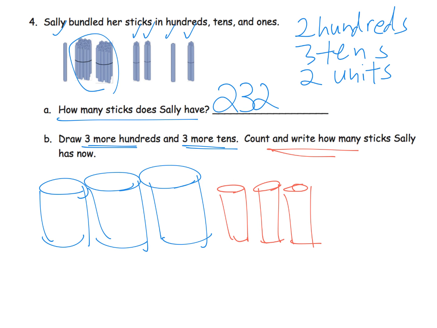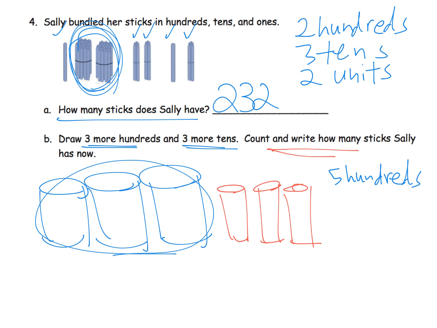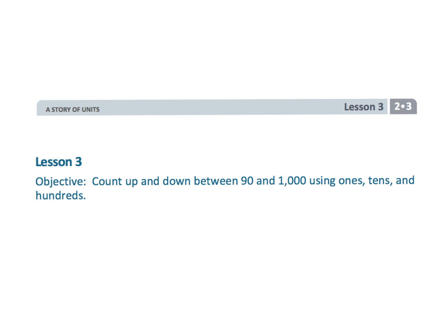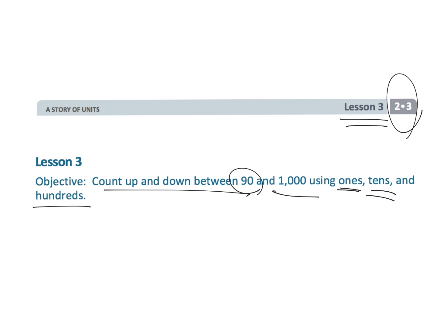Well, let's start with, she's got 2 up here, plus 3 down here, so she has 500s. And then how many tens? Well, she's got the 3 up here, plus she's got 3 more down here, so that's 6 tens. And she still has the 2 ones, or units. So how much does she have altogether? She has 562. And that wraps up Grade 2, Module 3, Lesson 3, where we're counting up and down from 90 to 1,000 using the concept of place value, ones, tens, and hundreds.